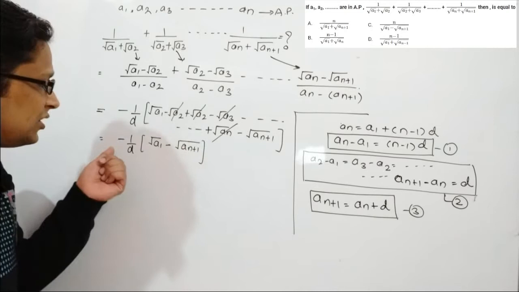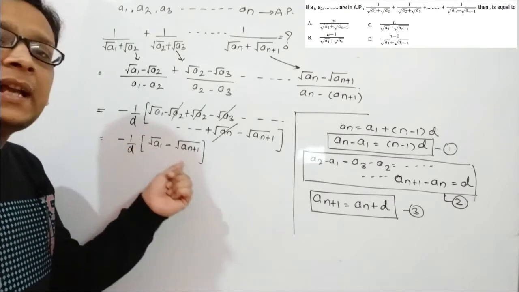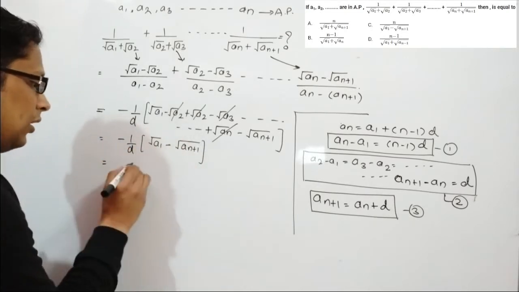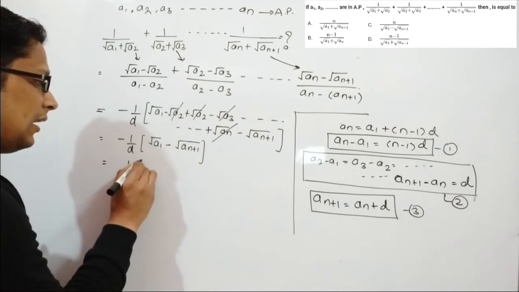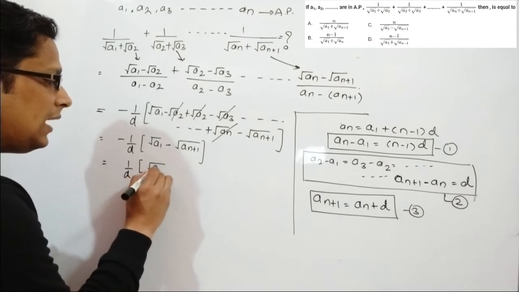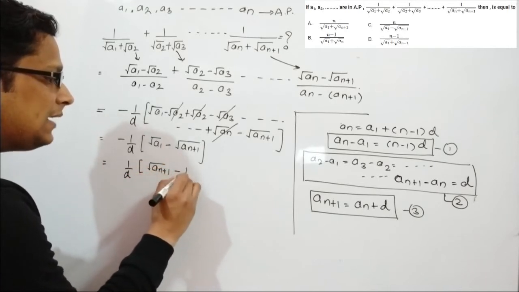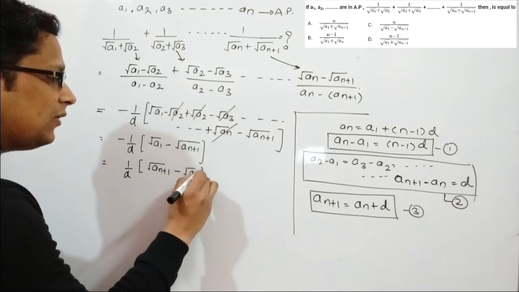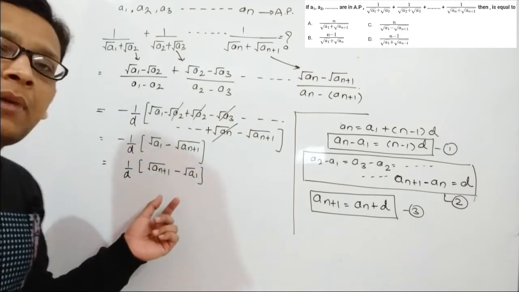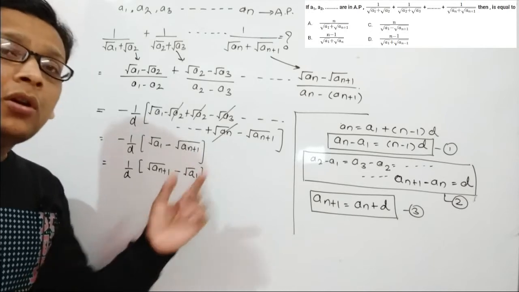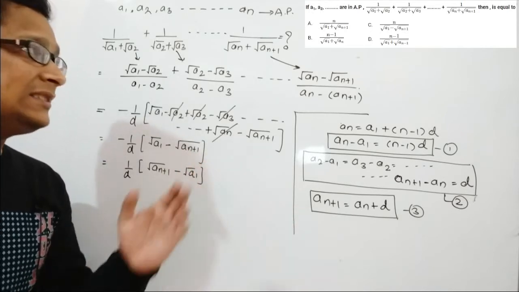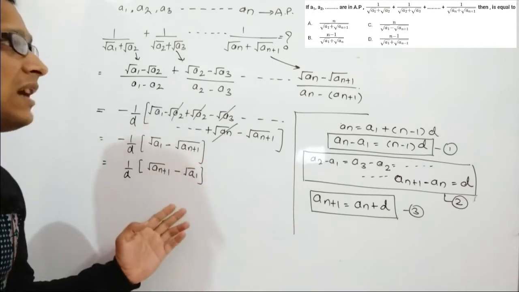Now we have to shift this minus sign inside the bracket. So we get what? 1/d into √(an+1) minus √a1 will be there. Now this will become our answer, but we have to match our options as given over here. So we have to match our options.